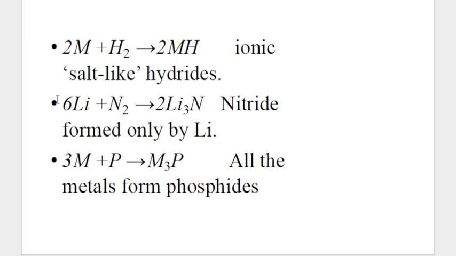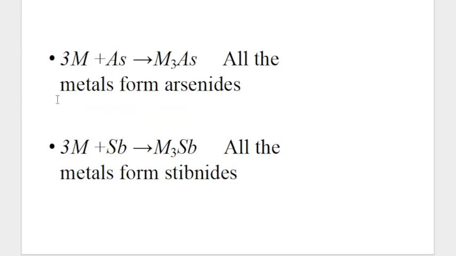If they are to react with hydrogen, they are going to form hydrides. If they are to react with nitrogen, only lithium would form a nitride, and the rest of them would react with phosphorus to form phosphides. So have that in mind. All group 1 metals react with hydrogen to form hydrides, only lithium reacts with nitrogen to form nitrides, and finally all group 1 metals react with phosphorus to form phosphides.